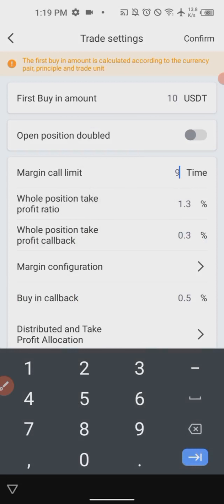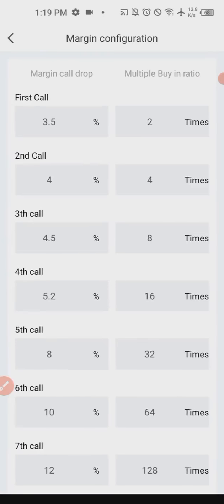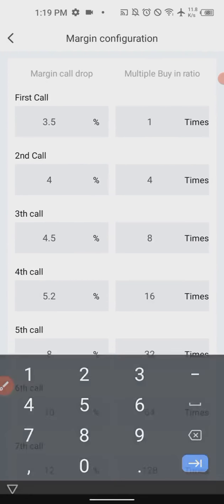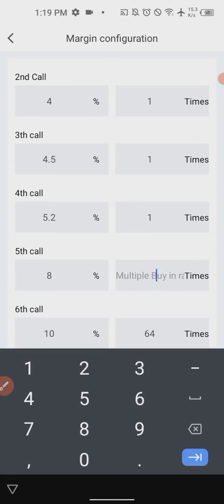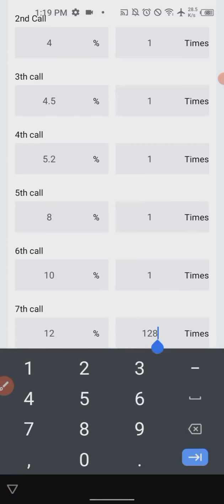So 9. Okay. Let me go to... Okay. This should be 9. Okay. So I'll change this to 1, 1, 1. I just need everything in one, straight up one, because like I said, I just want to be buying $10. I don't have money for the martingale thing.